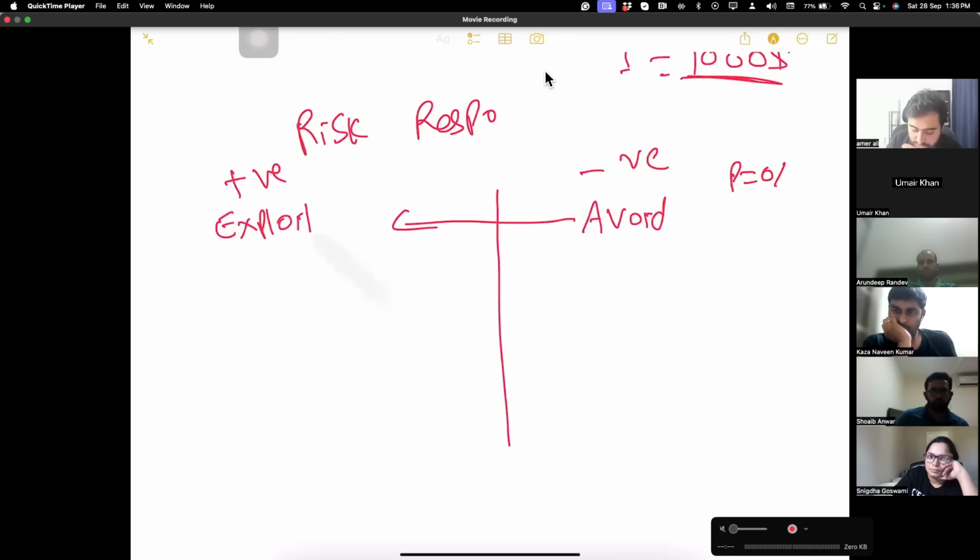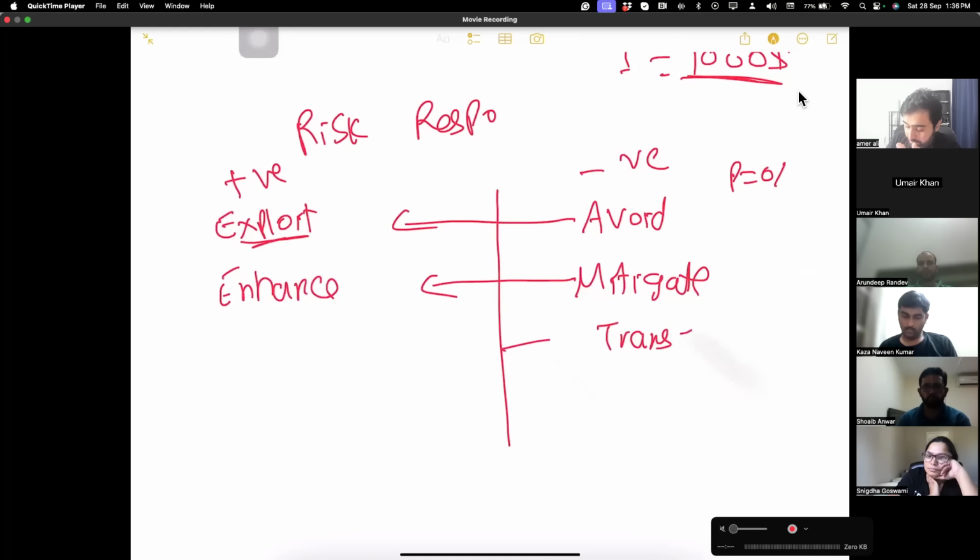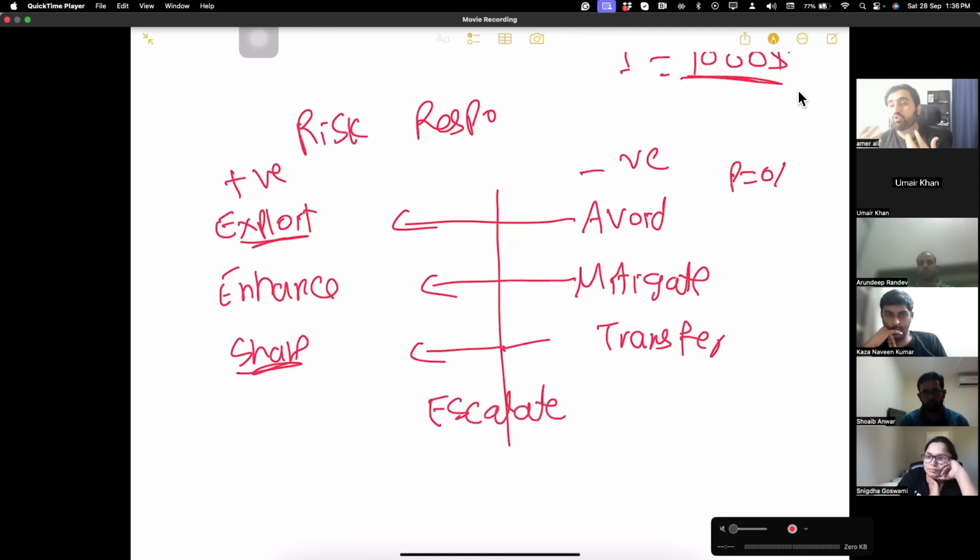Exploit is the most positive term in PMP. Exploiting is the most positive term in project management. Then, if you cannot avoid, you mitigate the risk, decreasing the probability or impact. Enhance: you increase probability or impact, one of them. You transfer the risk by buying insurance, or you share the opportunity with someone else. If the risk is more than your tolerance, you escalate the risk.